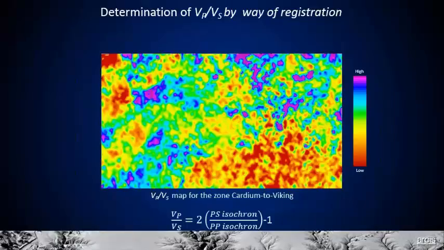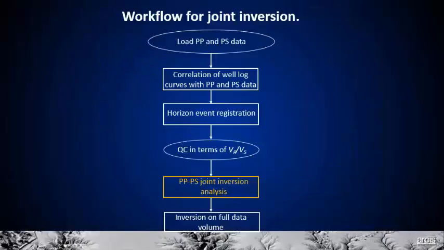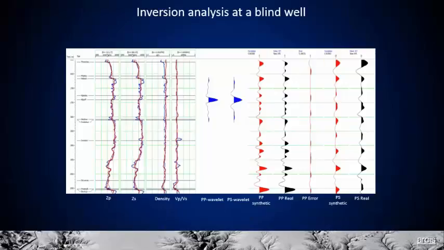Now this is a useful thing that we can pick up within different intervals. And at the well locations, you can see what is the range of values and look for any abnormal values that you may have on these displays, and that serves as a very good QC as well. Next step is this PP and PS joint inversion analysis. So you invert the traces at the location of the well so that you can compare them with the equivalent log traces.